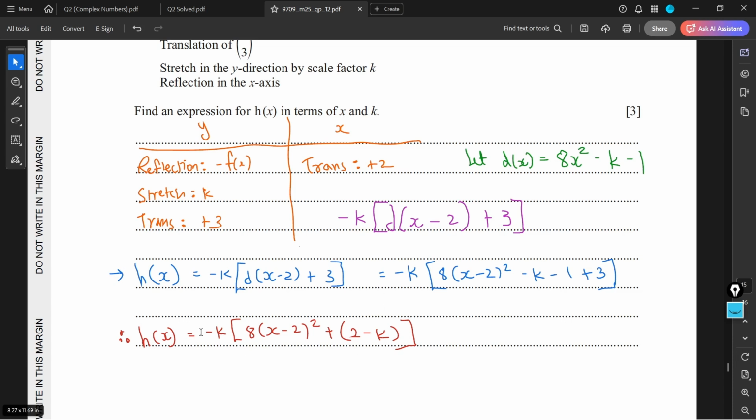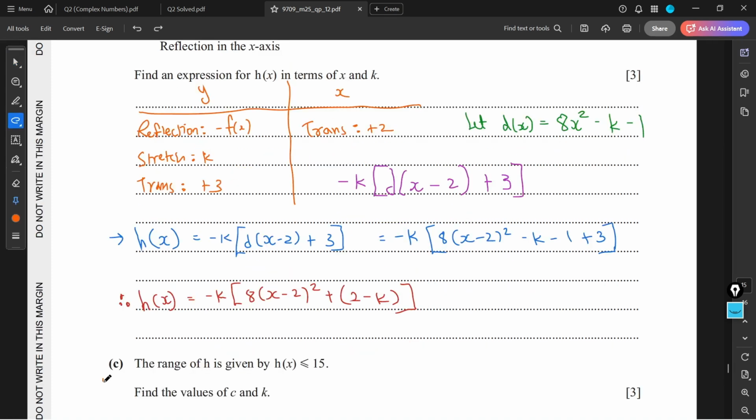So yeah, minus k is outside, then 8 times (x minus 2) the whole square, then plus minus 1 plus 3 is positive 2, and we are also having a negative k. I'm just taking these constants and grouping them into this bracket. So yes guys, that is how you do this part. And now let's talk about part C.